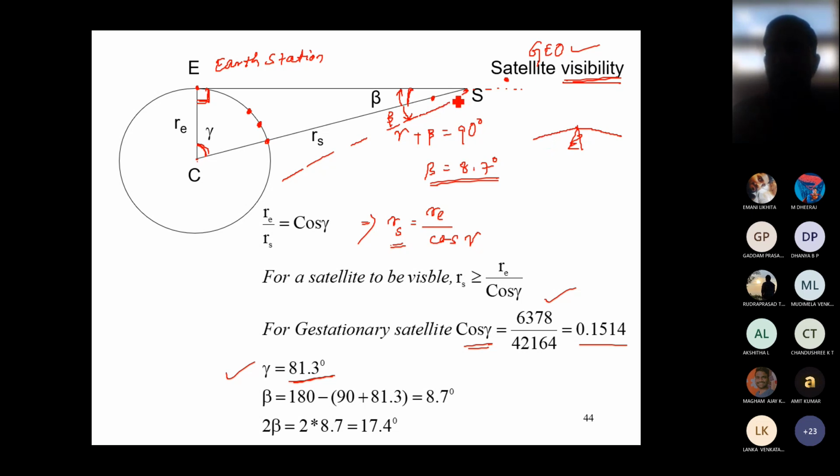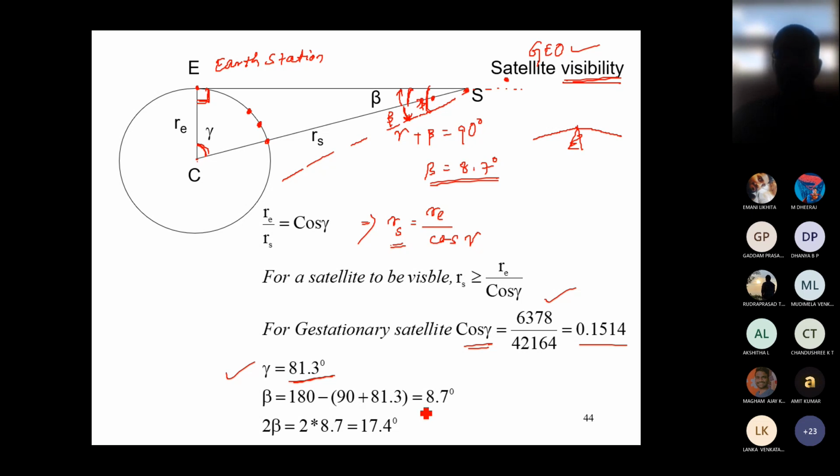The same way, you can think that if a satellite is here, in this direction it has the visibility, that means it can have coverage, and in this direction also it can have coverage. So if in this direction the angular coverage is beta, similarly in this direction the same angular coverage will be beta. So in total it will have a total angular coverage of 2 beta. If we have obtained 8.7 degree, then 2 into beta will be 17.4 degree.